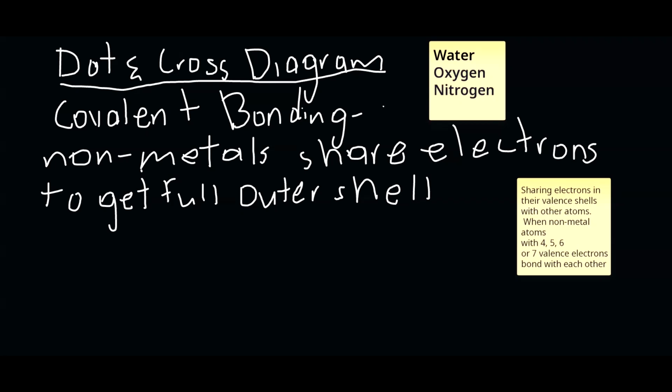In today's video, we're going to be looking at dot and cross diagrams. We're going to be drawing the dot and cross diagrams for covalent bonding. We did a video where we highlighted the dot and cross diagrams for ionic bonding, and in today's video, we're going to be looking at drawing dot and cross diagrams for covalent bonding. So that's the objective of today's video.